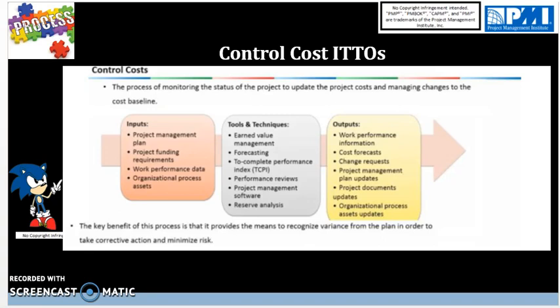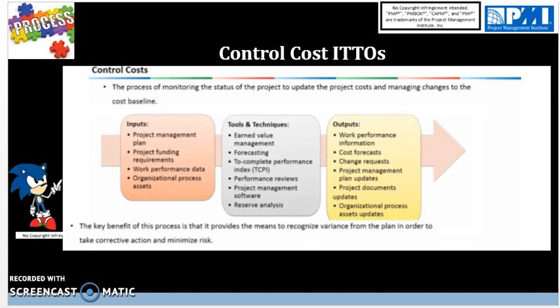For tools, we have earned value management, which is going to consist of using the S-curve from the cost baseline. Then we have forecasting to complete performance index, which is a formula of the budget minus earned value, basically how much money you have already earned, divided by the budget minus actual cost or cost incurred. And basically the TCPI is remaining work divided by remaining funds. This will show us how well we are progressing in terms of the project and in terms of cost.